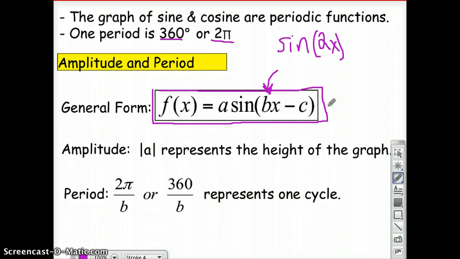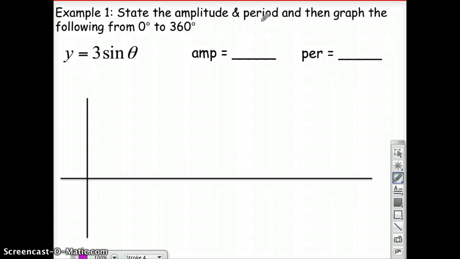Let's do some examples. We're not really going to do phase shifts left and right. We're going to mainly just do amplitude and period. So for our first example, we want to state the amplitude and period and graph from 0 to 360.